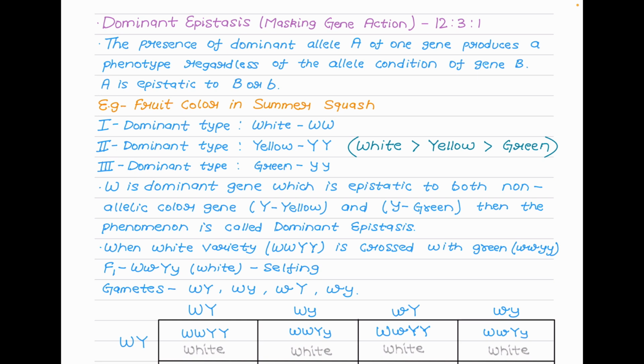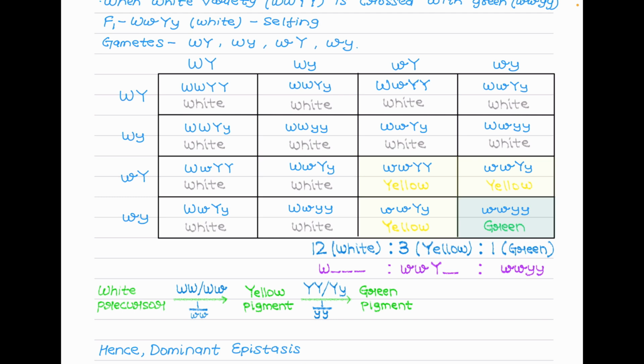So the outcomes are, with a single capital W, it will be white. That is, W masks everything. With small w and capital Y, the fruit color will be yellow. That means no capital W, so pigment is deposited and capital Y decides the color. And with small w and small y, which is all recessive, the fruit color will be green. With no capital W and capital Y being recessive, that means small y is present, so the fruit will be green.